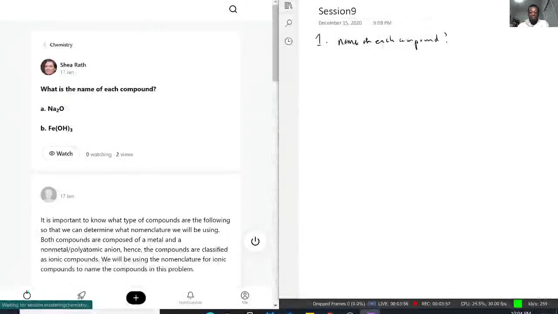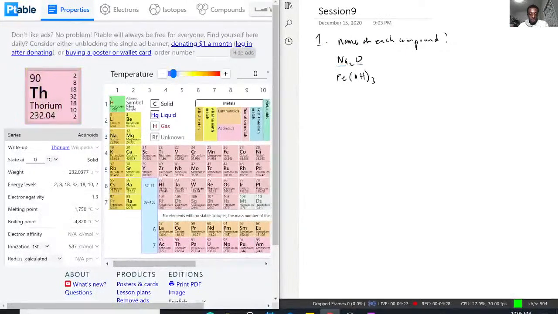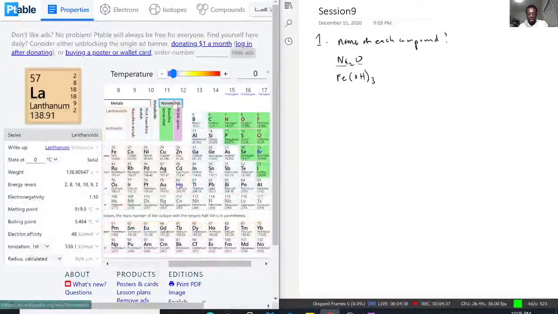So the first one we have is Na2O, and then we have Fe(OH)3. Both very interesting compounds, but let's see how we can get more information out of them. The first thing I notice is that sodium and oxygen are on our periodic table. Sodium is considered a metal, because if I hover over the metals, sodium should light up. Perfect. And oxygen is considered a non-metal, as I highlighted here.